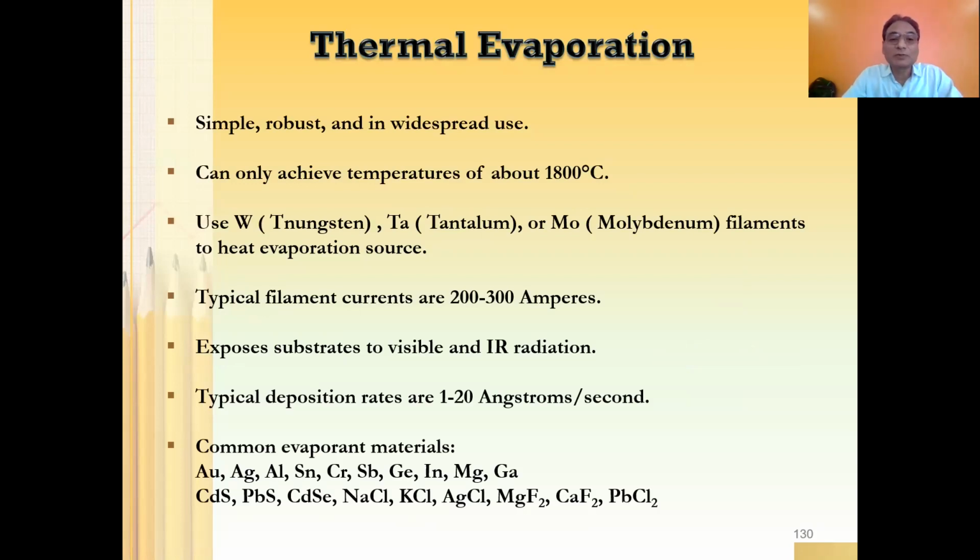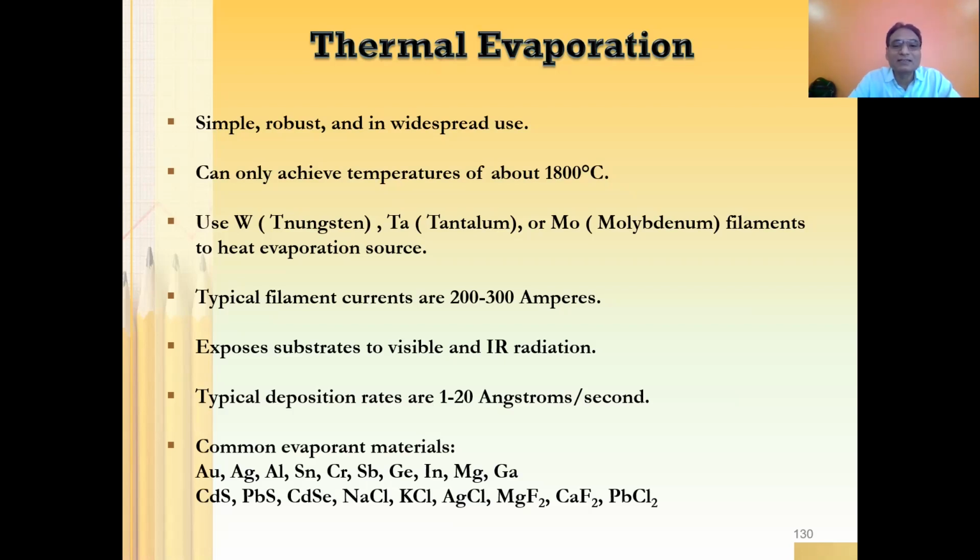It is very simple, robust, and of widespread use. Relatively, thermal evaporation is very easy, and robust means it's very rough and tough, and it is being widely used across the country. It can only achieve a temperature of about 1800 degrees Celsius. You cannot go beyond 1800 degrees Celsius approximately. If you have a material whose melting point is more than 1800 degrees Celsius, because if you want to evaporate, you need to melt it, right? Then thermal evaporation is not going to serve the purpose.